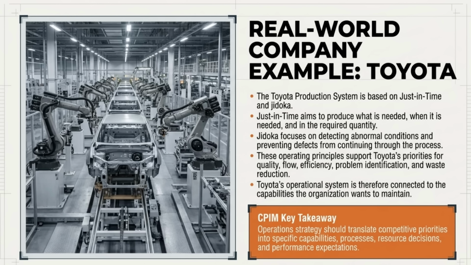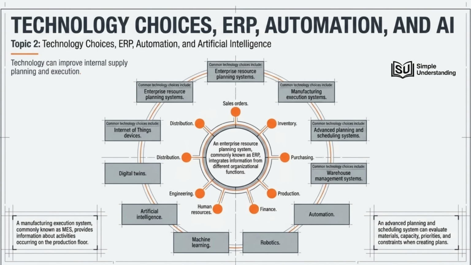CPIM key takeaway: operation strategy should translate competitive priorities into specific capabilities, processes, resource decisions, and performance expectations. Topic 2: Technology choices, ERP, automation, and artificial intelligence. Technology can improve internal supply planning and execution.